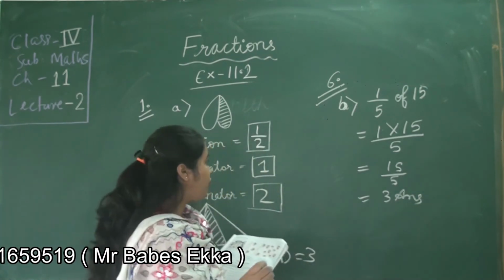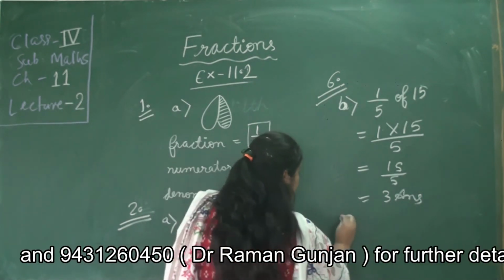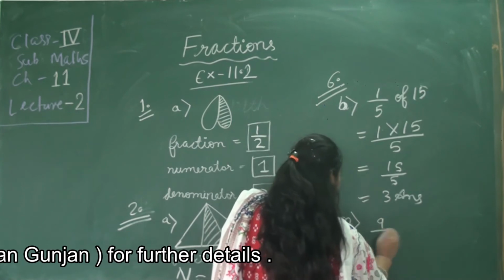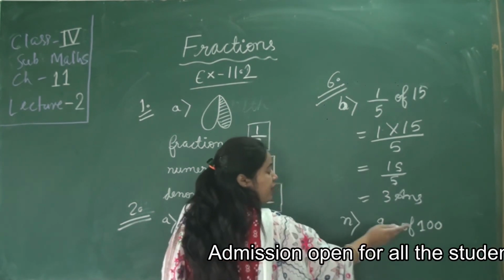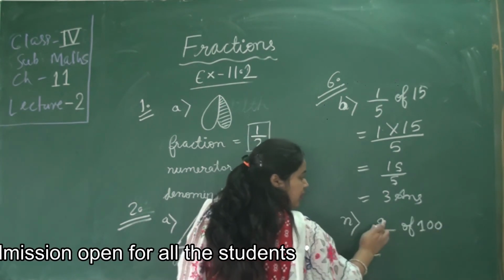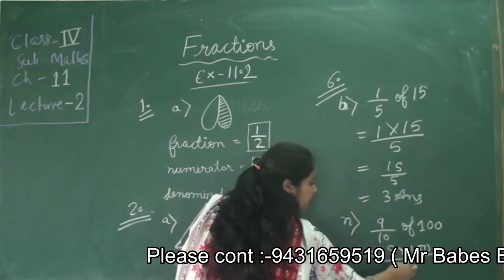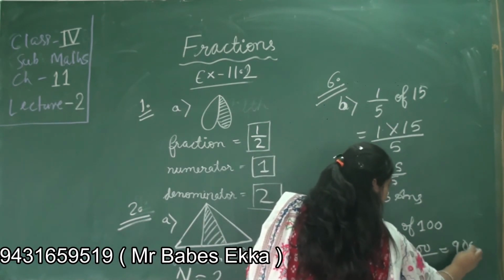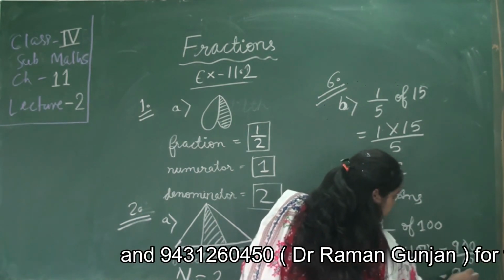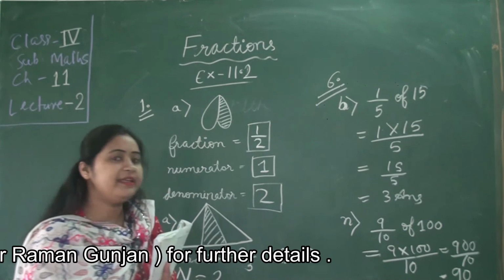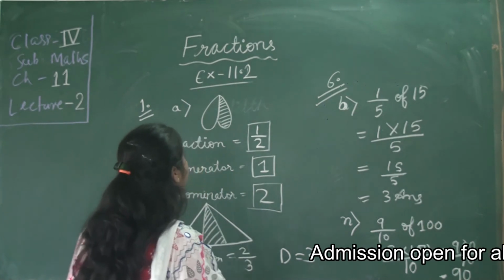One more question I am solving of number 6, that is question number N. The question is 9 by 10 of 100. Just remember the process. First we have to multiply the total number with the numerator, and divide the product by the denominator. So 900 by 10 is equal to 90. So 90 is the required answer. In this way you can solve exercise 11.1 and 11.2.